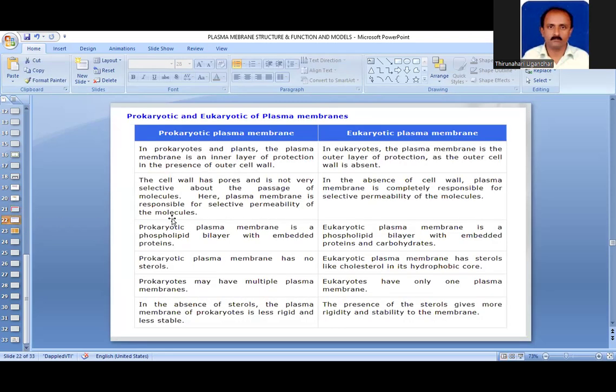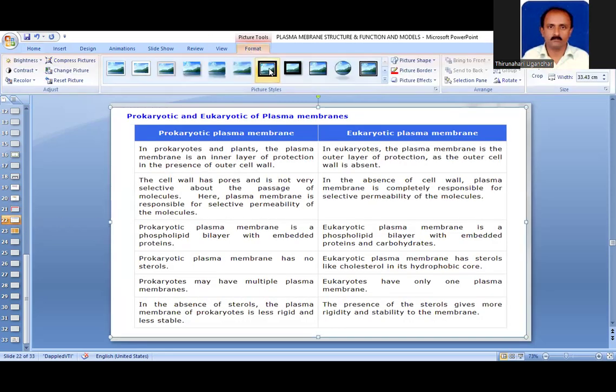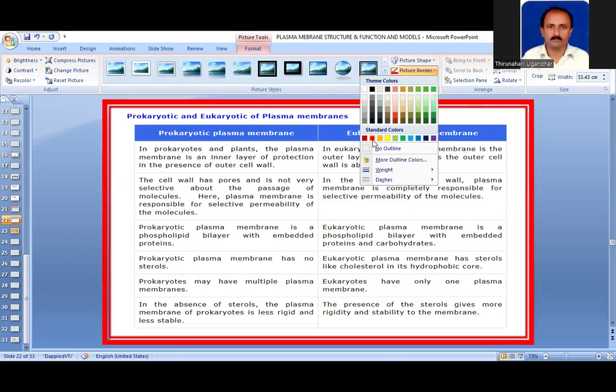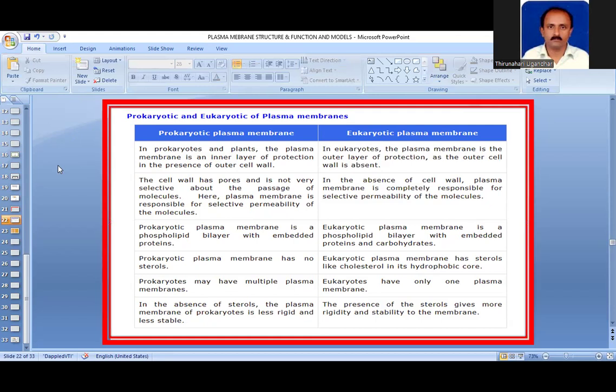So these are the prokaryotic and eukaryotic plasma membrane differentiations. In prokaryotes and plants, the plasma membrane is the inner layer of protection, in the presence of the outer cell wall. In eukaryotes, the plasma membrane is the outer layer of protection. That is the first differentiation between prokaryotic and eukaryotic.